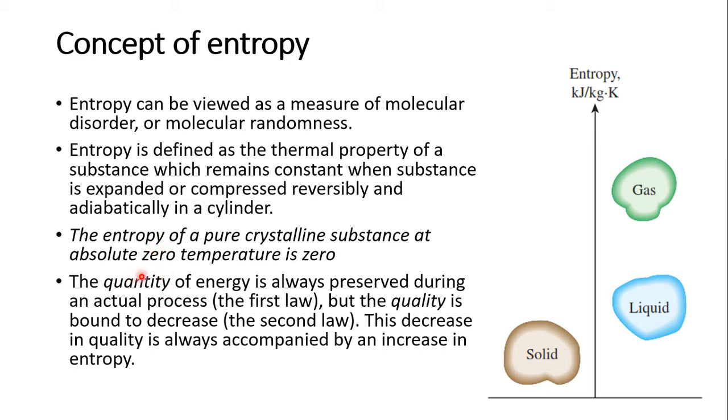Next part, the quantity of energy is always preserved during an actual process. This is by which law? First law. But the quality is bound to decrease, and it is given by the second law. And this entropy terminology is closely related to the second law. So what is given? Energy has quantity as well as quality.